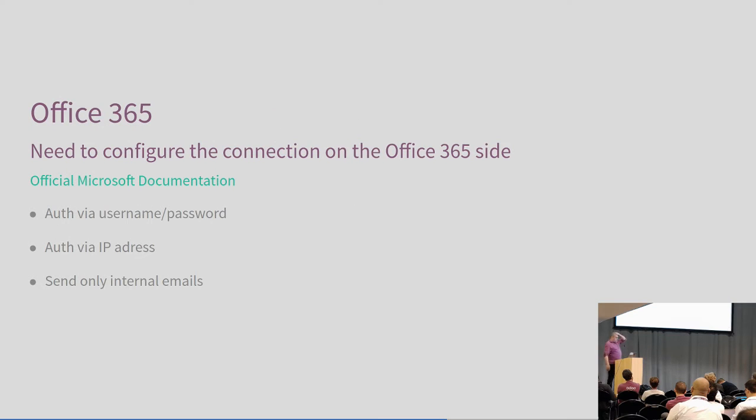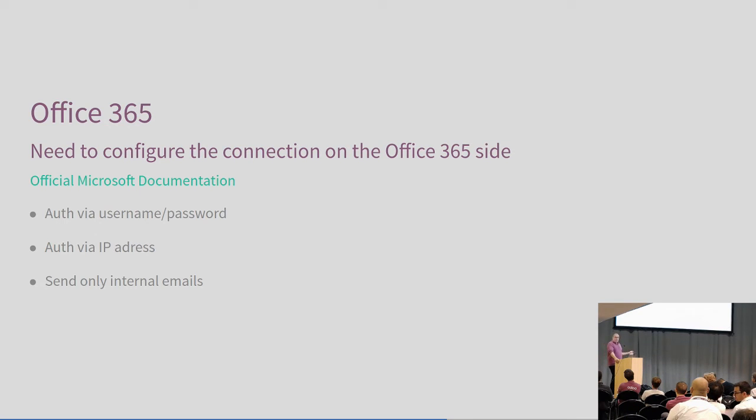So, a recurring question is, I have an Office 365 account, and I want to send my emails from Odoo through my Office 365 mail server. First, you need to configure a connector on the Office 365 side. That's the first step. You have the link with the official Microsoft documentation, and you have three kinds of connectors.